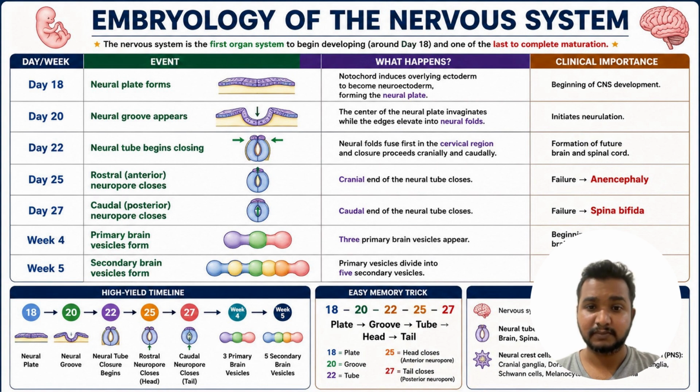Again, remember these milestones. Day 18, neural plate. Day 20, neural groove. Day 22, neural tube begins forming. Day 25, rostral neuropore closes. Day 27, caudal neuropore closes. Week 4, primary brain vesicles. Week 5, secondary brain vesicles. Don't worry about memorizing everything right now. We will study each of these stages individually, step by step, in the next slides.